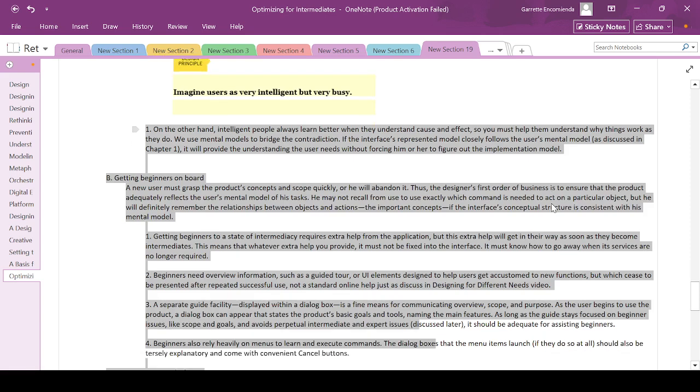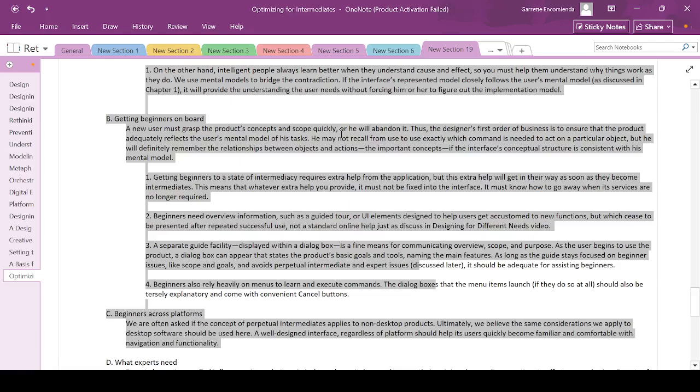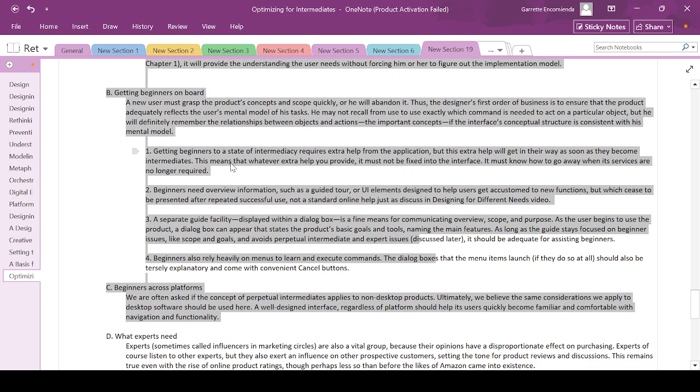If the interface's represented model closely follows the user's mental model, as discussed in the previous video, it will provide the understanding the user needs without forcing him or her to figure out the implementation model or the system model, based on Norman. Getting beginners on board: a new user must grasp the product's concept and scope quickly, or he will abandon it. Thus, the designer's first order of business is to ensure that the product adequately reflects the user's mental model of his task. So this is more the bias of the marketing department, right?